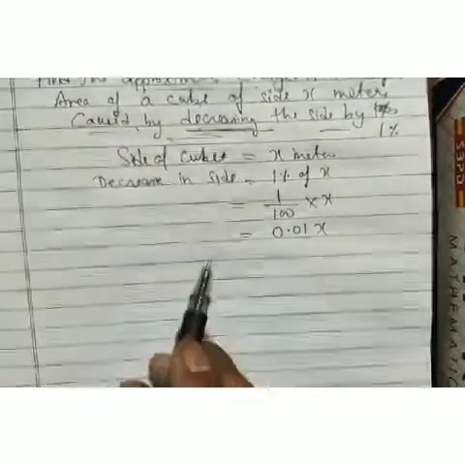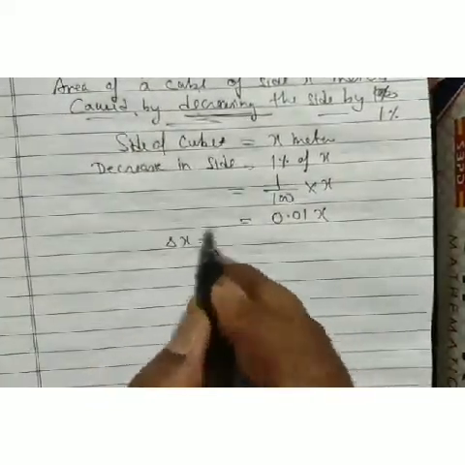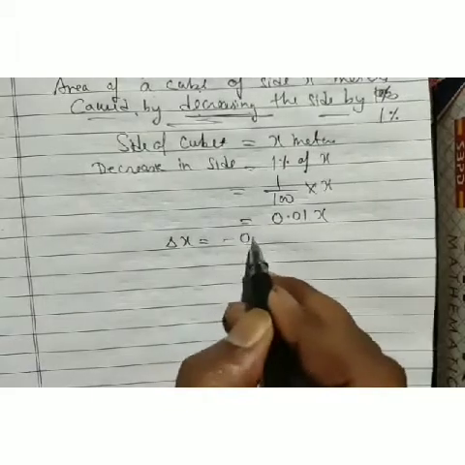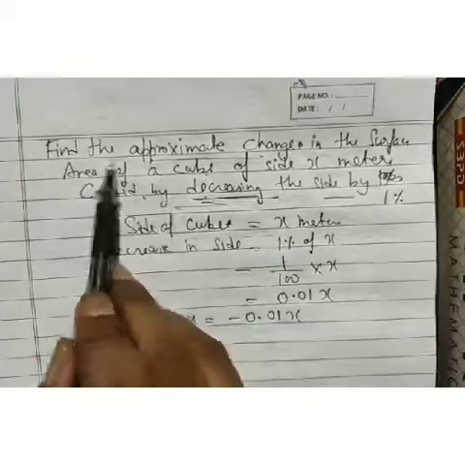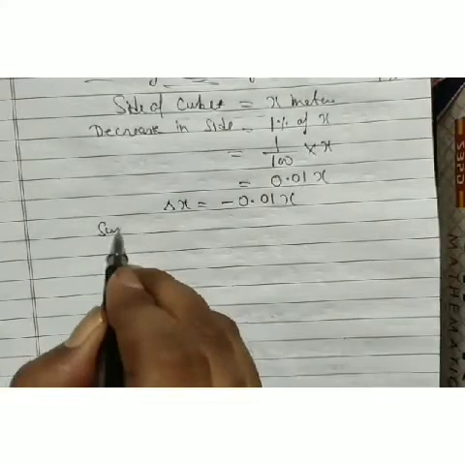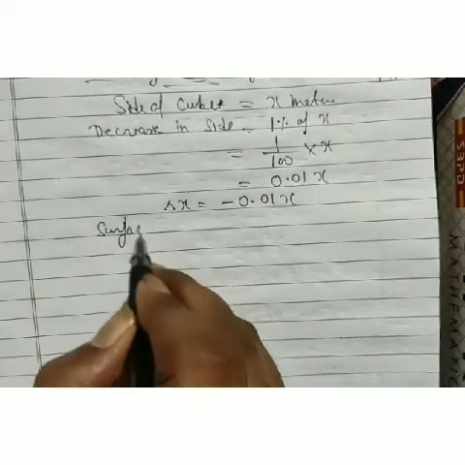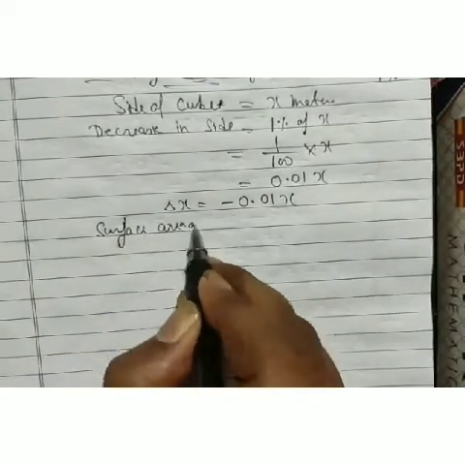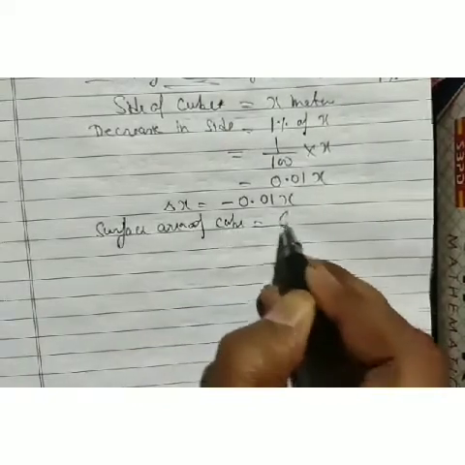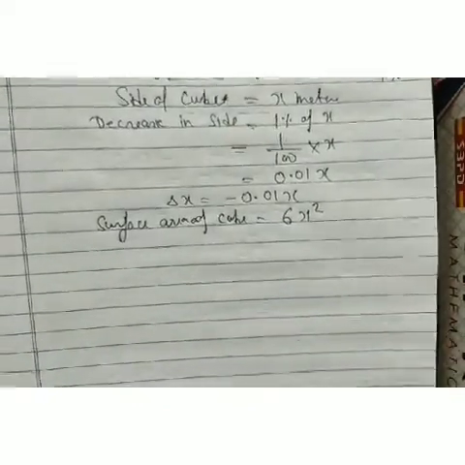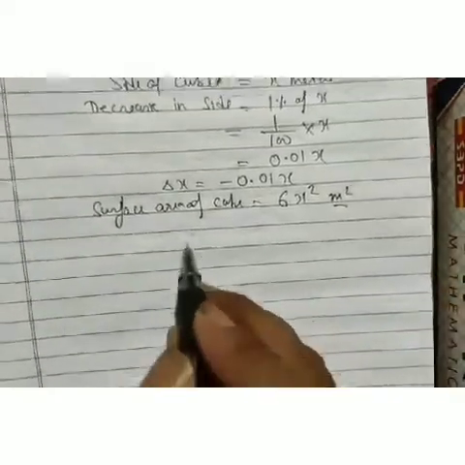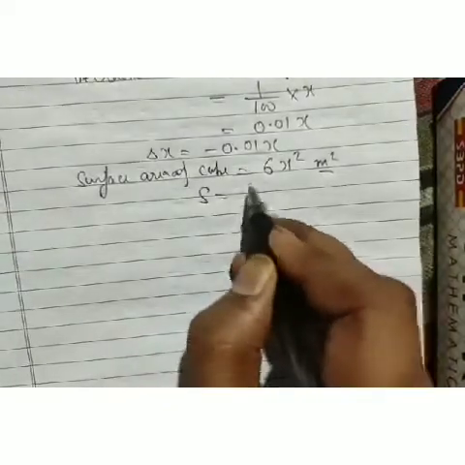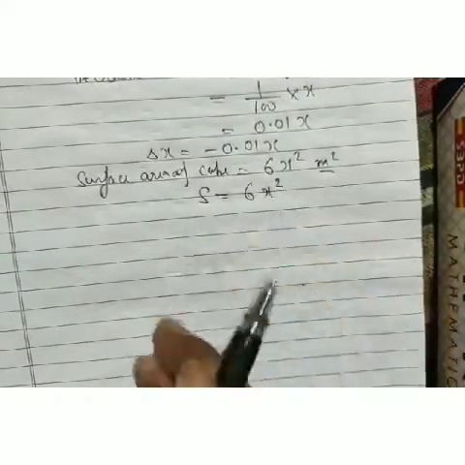This is a decrease in x, then our del x is given by, since it's a decrease, we take a minus sign there: minus 0.01 x. Now we have a side of cube, we have to find the approximate change in its surface area. What is the surface area of a cube? It's 6x square, 6 into side square, 6x square meter square. Now take this as our function s equal to 6x square.